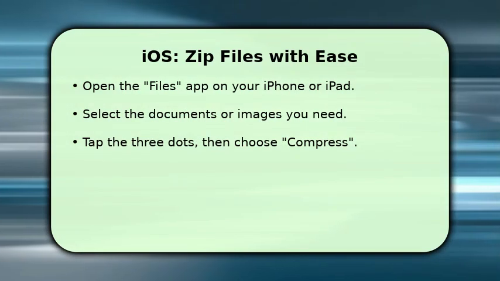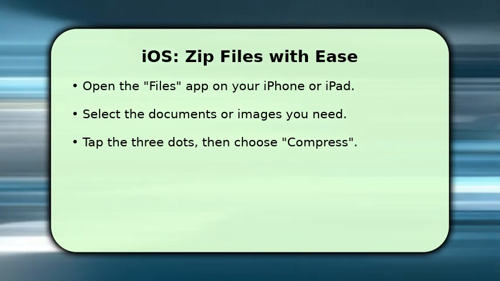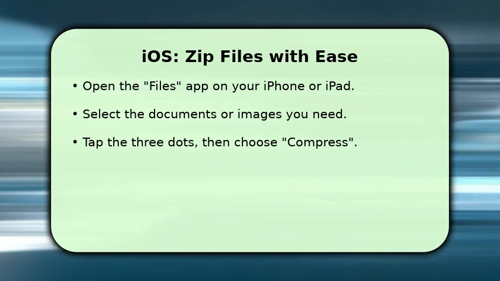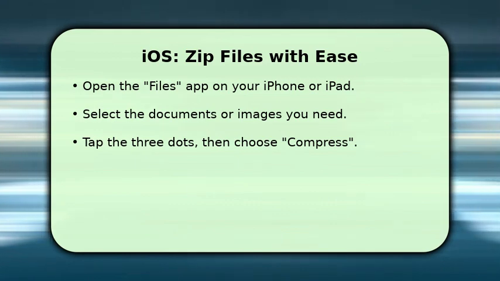If you're on an iPhone or iPad, the process is just as straightforward using the built-in Files app. Open Files and browse to the location of your desired items. Tap the 3 dots in the top right corner, then select Select. Choose all the files and folders you wish to include. Once selected, tap the 3 dots again at the bottom right and choose Compress. A new zip file will be created.